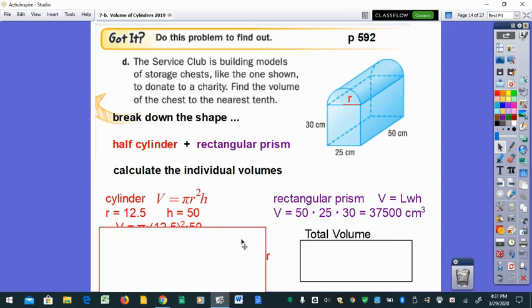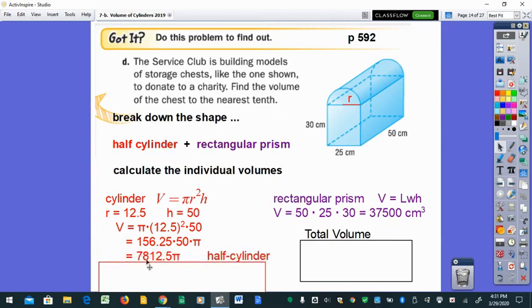So we're going to start with this formula. We're going to take the radius squared times the height. And it would be 7,812.5 pi would be our exact answer. And if I multiplied it, it's about 24,543.7 if the cylinder had been whole, but we chopped half of it off. So we have to divide this by 2.